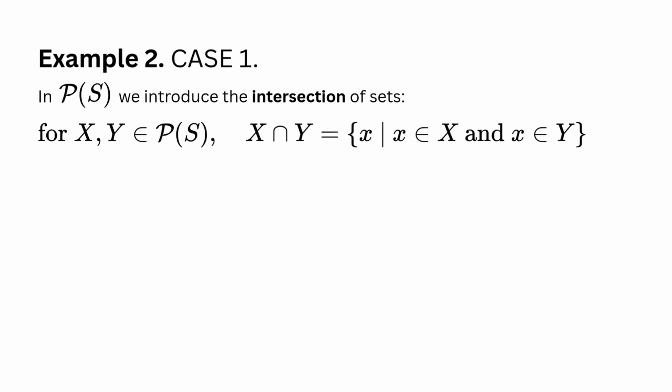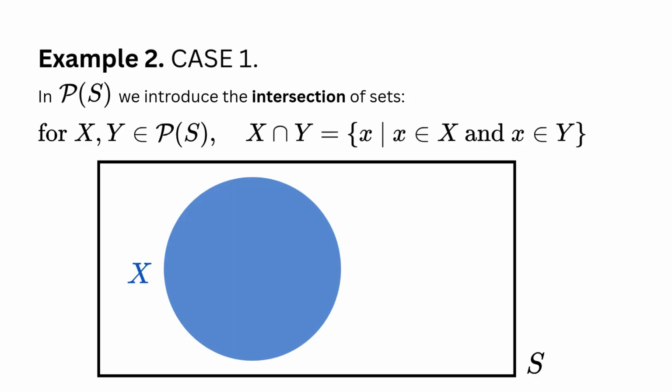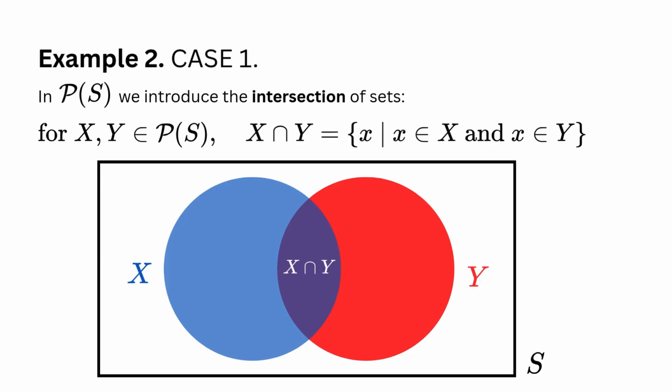Case 1. In the power set, we introduce the intersection of two sets X and Y. Often, operations between sets are shown diagrammatically to help our intuition and calculations. If the set S is represented by a rectangular area, a subset is represented by an area inside the rectangle. Then, the common area of any two sets is their intersection.